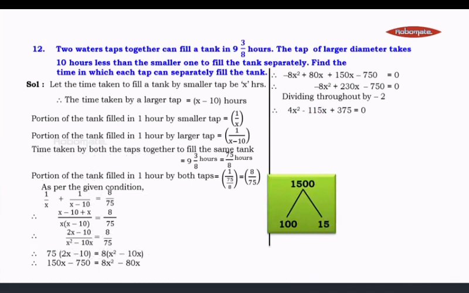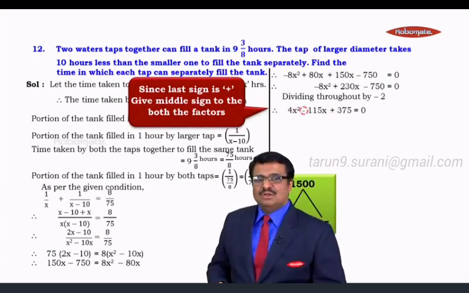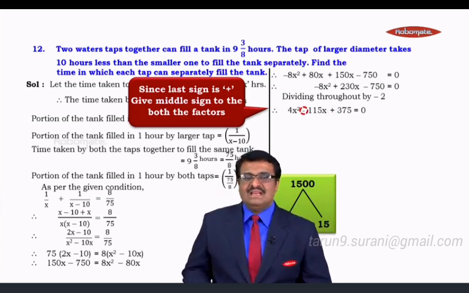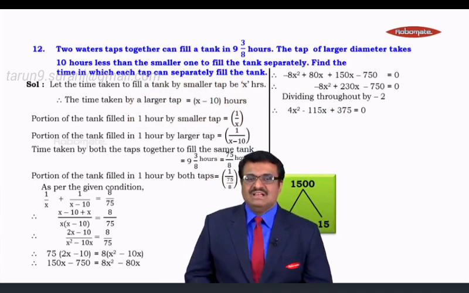1500's factors are this, 115. The last sign is plus. So the middle sign goes to both the factors. So the middle sign is minus, going to both the factors. So what will be the factors' sign? Minus 100 and minus 15 will be the factors.